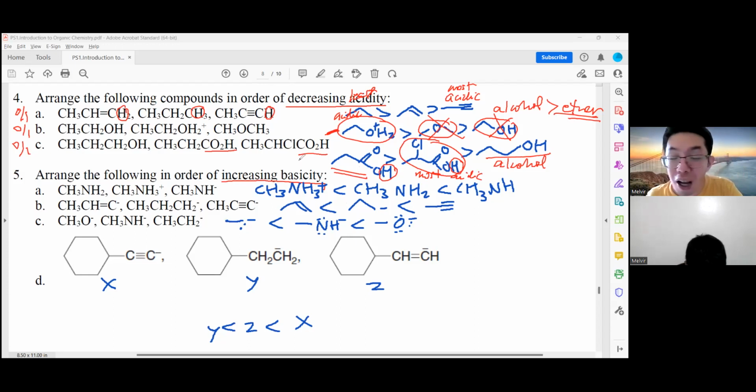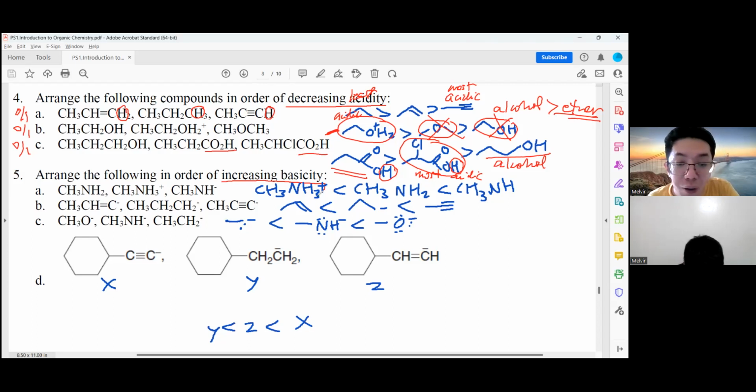So balikan mo to, ha, yung mga topics na ito. Inductive effects, resonance. Those are the things that will dictate acidity and basicity. Okay? So let's now move on with basicity naman. So check naman natin sa basicity. So which one will be basic?